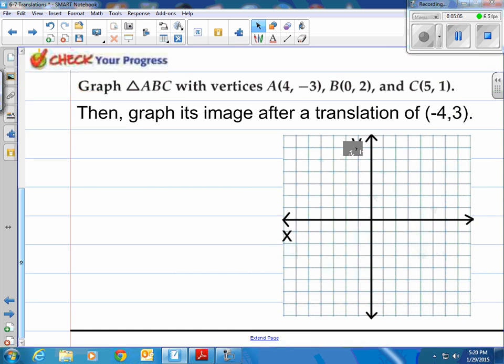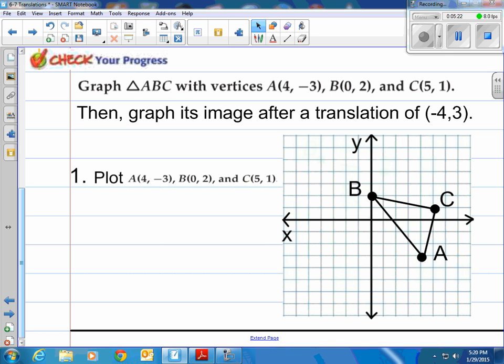All right, how about this? It says graph triangle ABC with vertices 4, -3, 0, 2, and 5, 1. Then graph its image after a translation of -4, 3. Well, let's see here. What do we do first? Let's plot those points. So I did. A, B, and C are plotted. I connected the dots with lines.